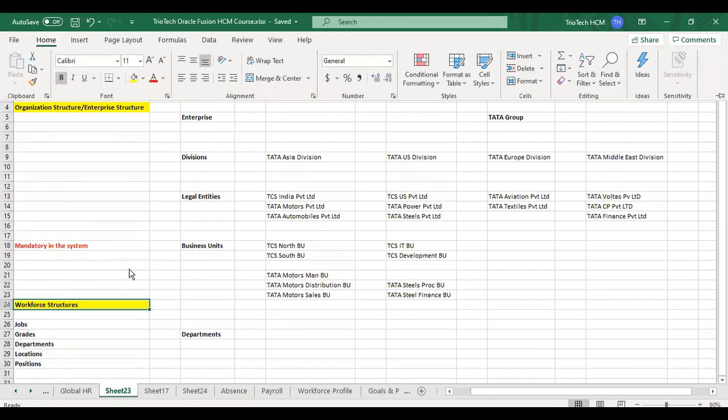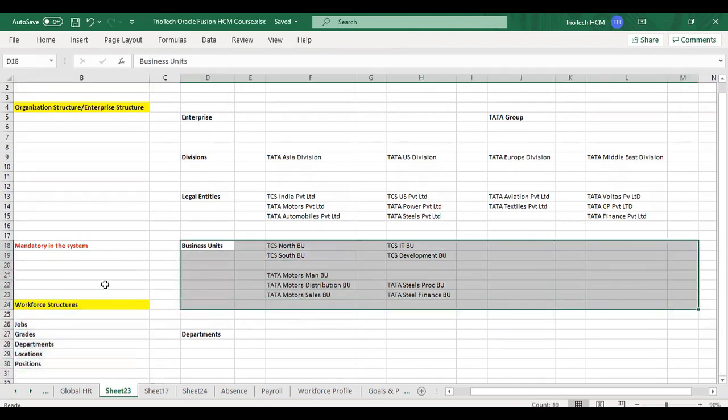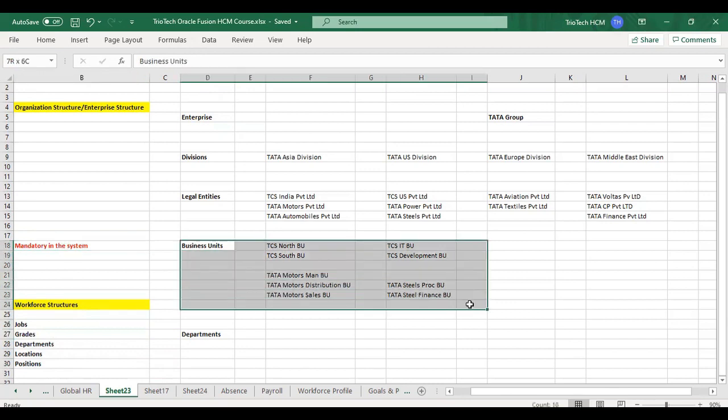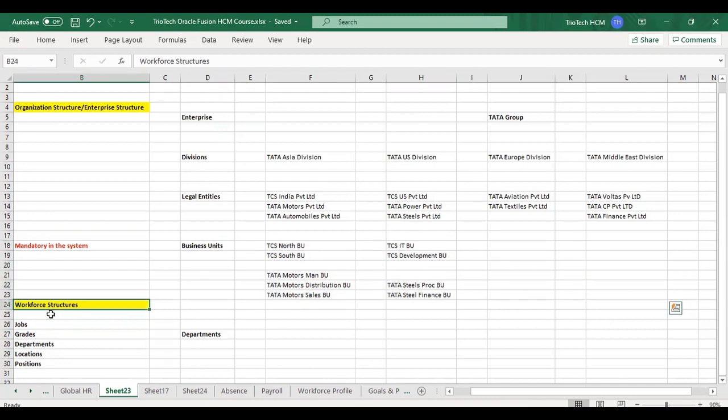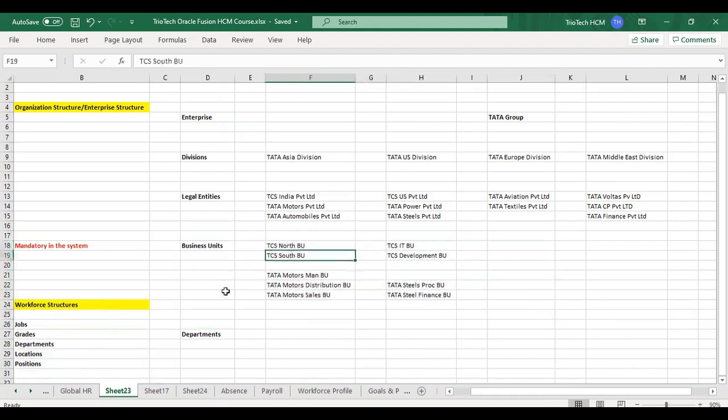And in the Fusion system, all these workforce structures are mapped to the business units in the system. All the workforce structures like jobs, locations, grades, departments, and positions. What is a job? What is a grade? That I will come to later. But why is the concept of business units mandatory in the system? To that question, all the workforce structures in the Fusion system are mapped to the business units in the application. For each business unit, we have to map all these things. That's why the concept of business units is mandatory in the system.